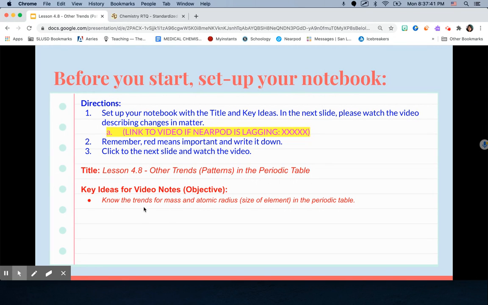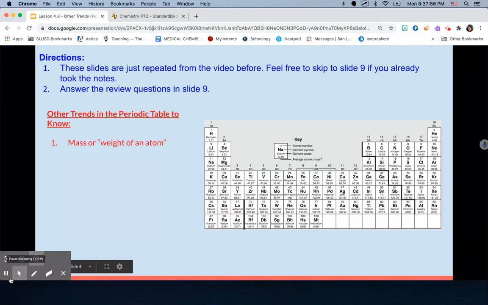The key idea you need to know from this video is the trend for mass and atomic radius, which is the size of the elements. The first trend we need to know is the mass or weight of an atom. I highly recommend that you don't memorize anything, because on your periodic table, which I will allow you to use along with your notes, it literally says mass down here. It tells you that this bottom number is the mass.